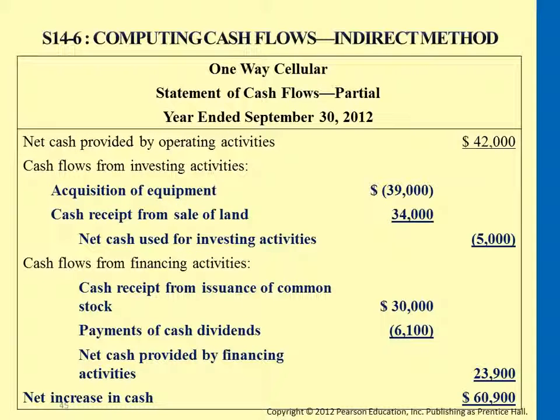So overall net increase in cash is $60,900, and then after this, usually there will be one line of last year's cash balance, added to $60,900, that will give you this year's cash balance. Okay, so this usually is not the end of the cash flow statement, this is just the overall effect.